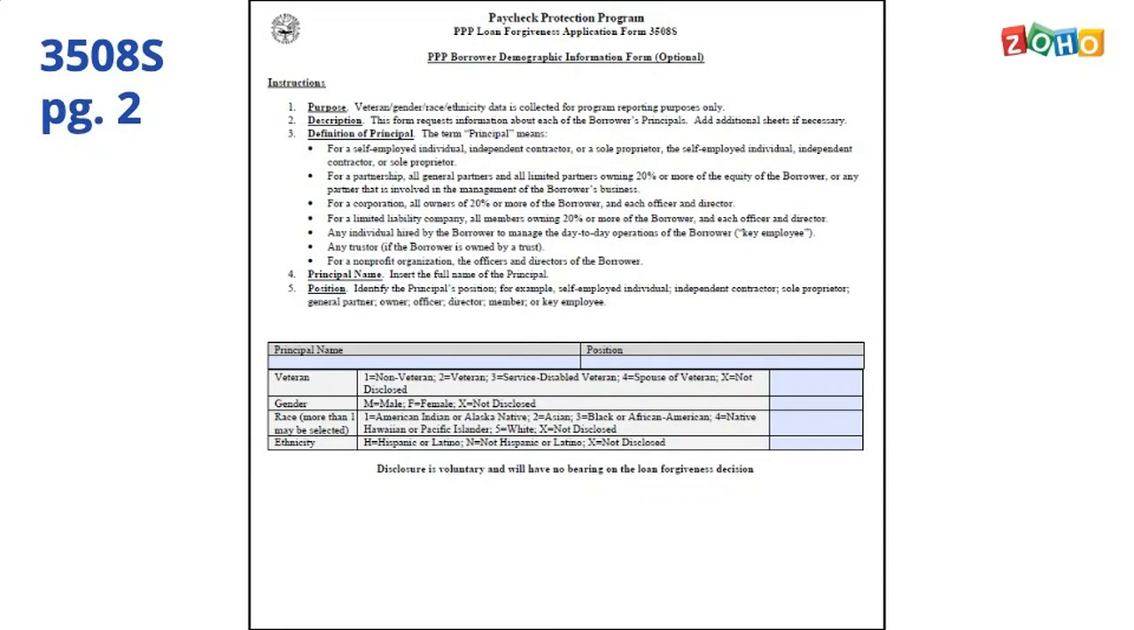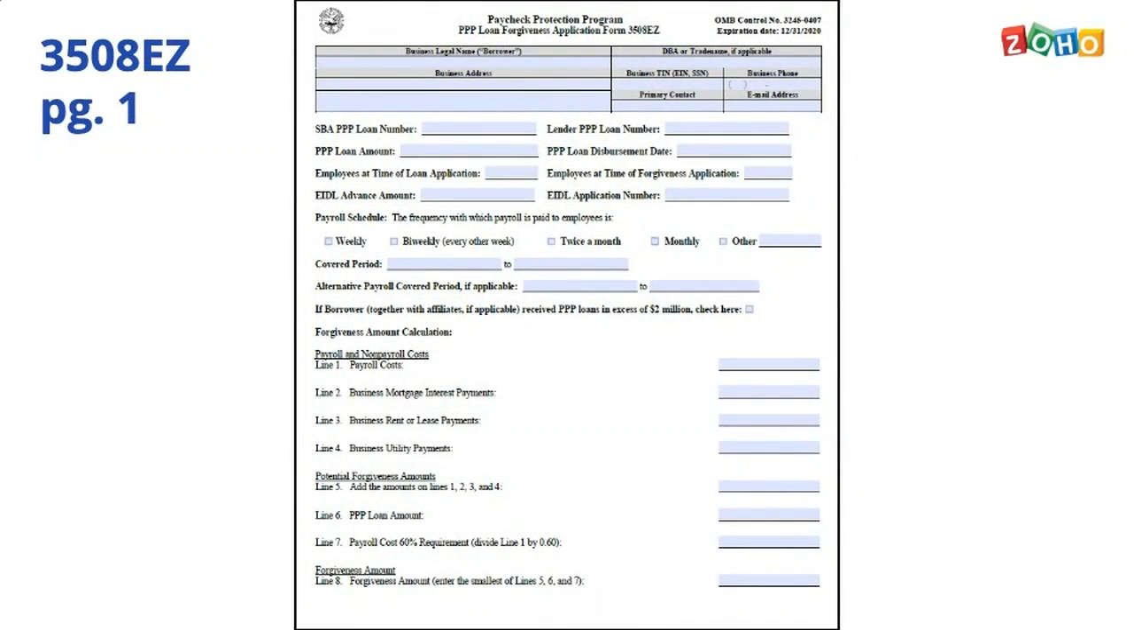Let's go down to page 1 of EZ. Okay. Now, as far as I know, EZ still stands in place here. And EZ is usable, from what I understand, up to, I saw a number. I think you can use this form up to $2 million. Yeah, I believe so. It says on there, if borrower received PPP loans in excess of 2 million check here, and I think that's going to be a trigger point.